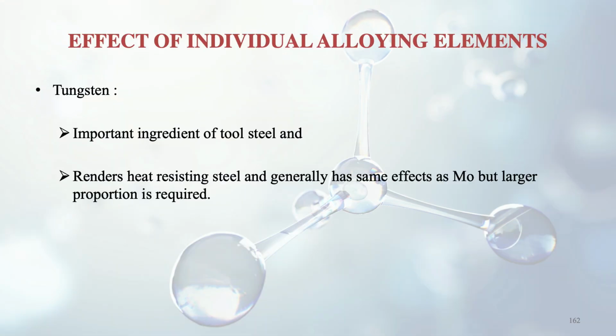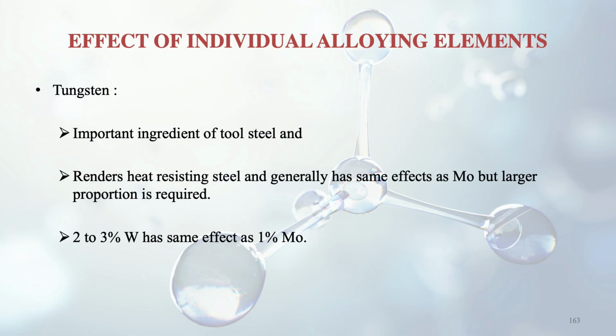We further see some others like tungsten. Tungsten gives us heat resisting steel, and it has the same effects as molybdenum, but in this case a larger proportion of tungsten is required as compared to molybdenum. So we can see molybdenum will be better as compared to tungsten. 2 to 3% of tungsten has the same effect as 1% of molybdenum. So obviously molybdenum is better.